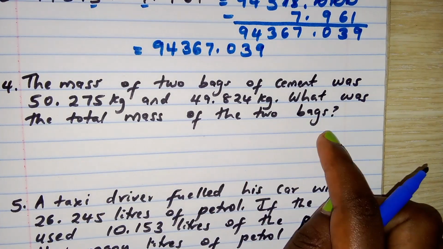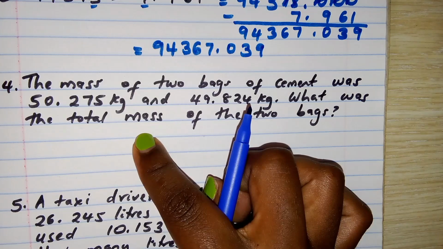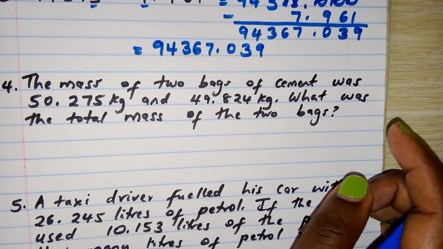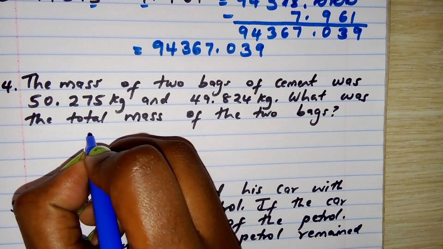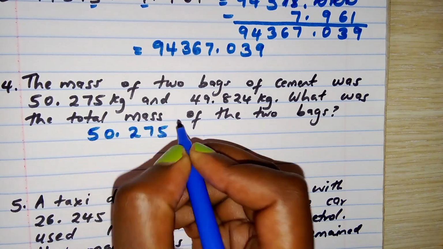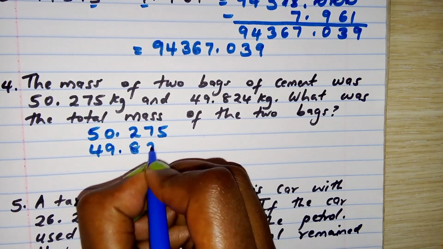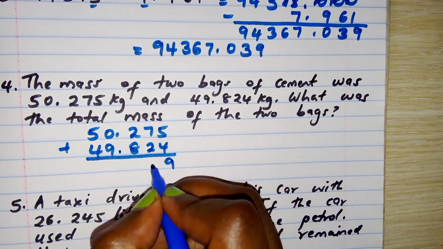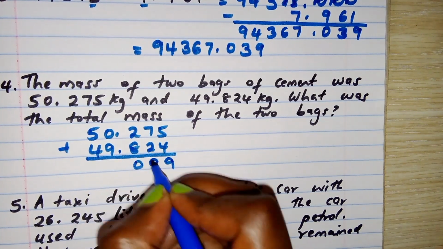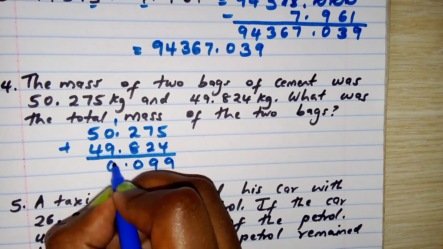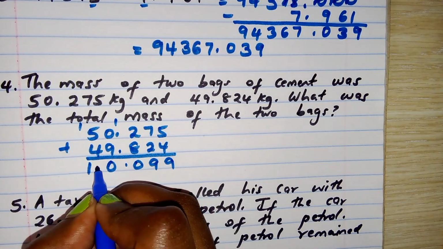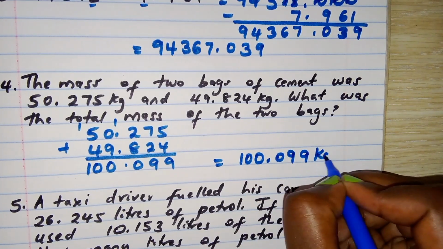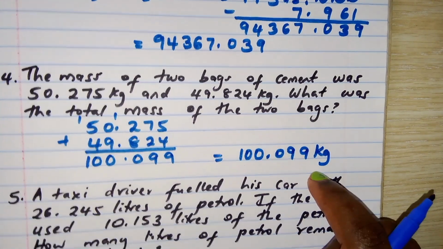Now we have two word problems. The mass of 2 bags of cement was 50.275 kg and 49.824 kg. What was the total mass of the two bags? So for total mass we add. 50.275 and 49.824. 5 plus 4, 9, 7 plus 2, 9, 2 plus 8, 0, carry 1, 9 plus 1, 10, carry 1, and then that one is 10. So the answer will be 100.099 kg. Always remember to put your unit if you've been given the unit.